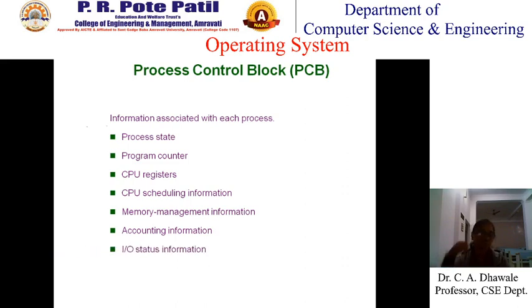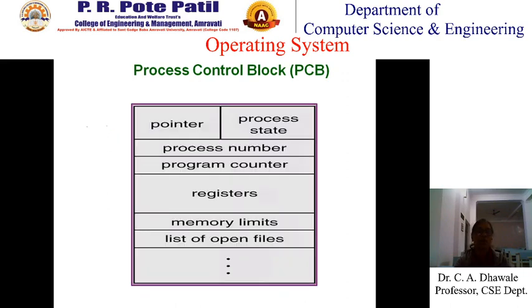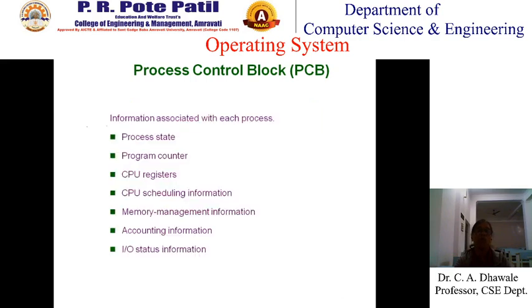And then IO status information. IO status information means whether the process's IO operation has been completed or not, or whether it is still waiting for certain IO devices. So all this information is stored in a block called PCB.